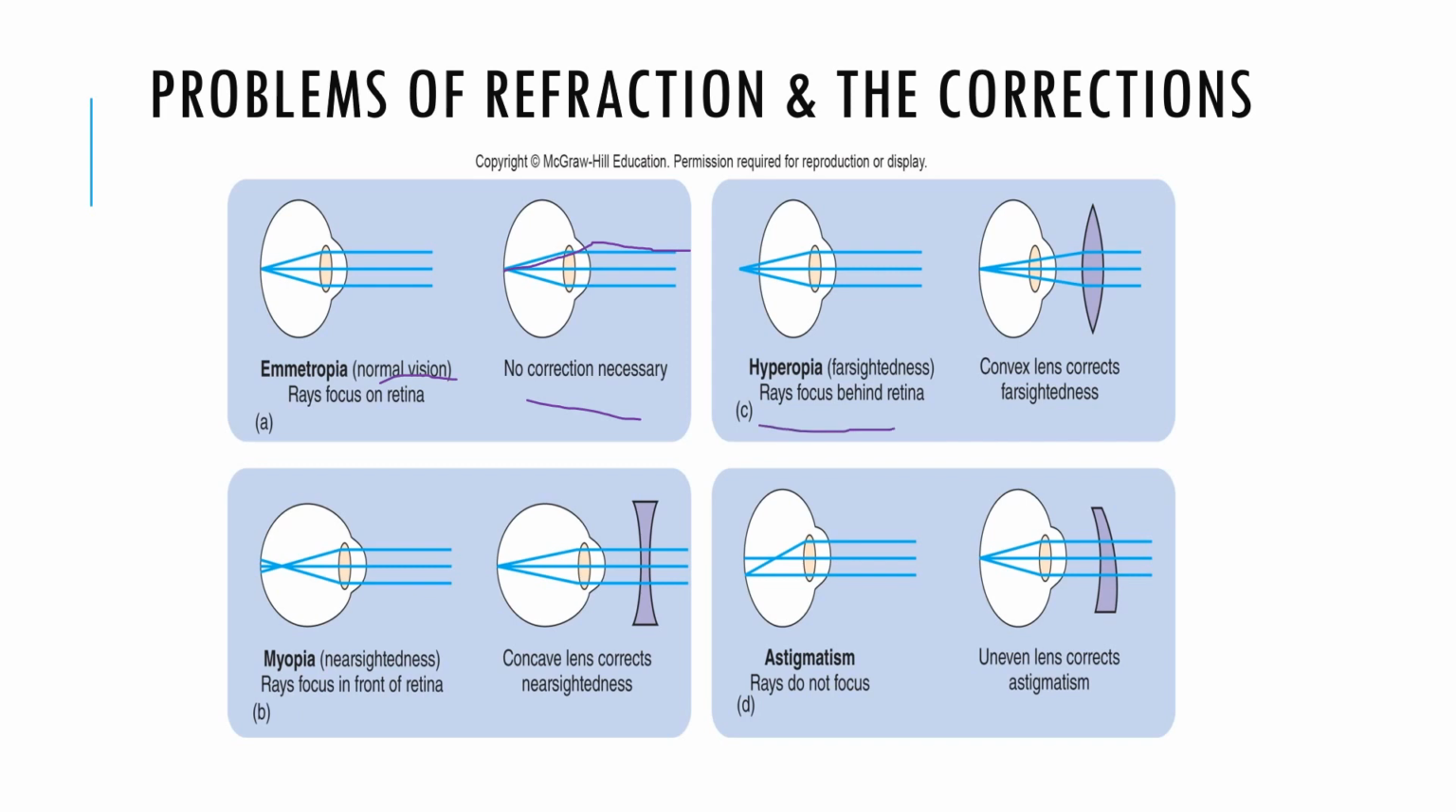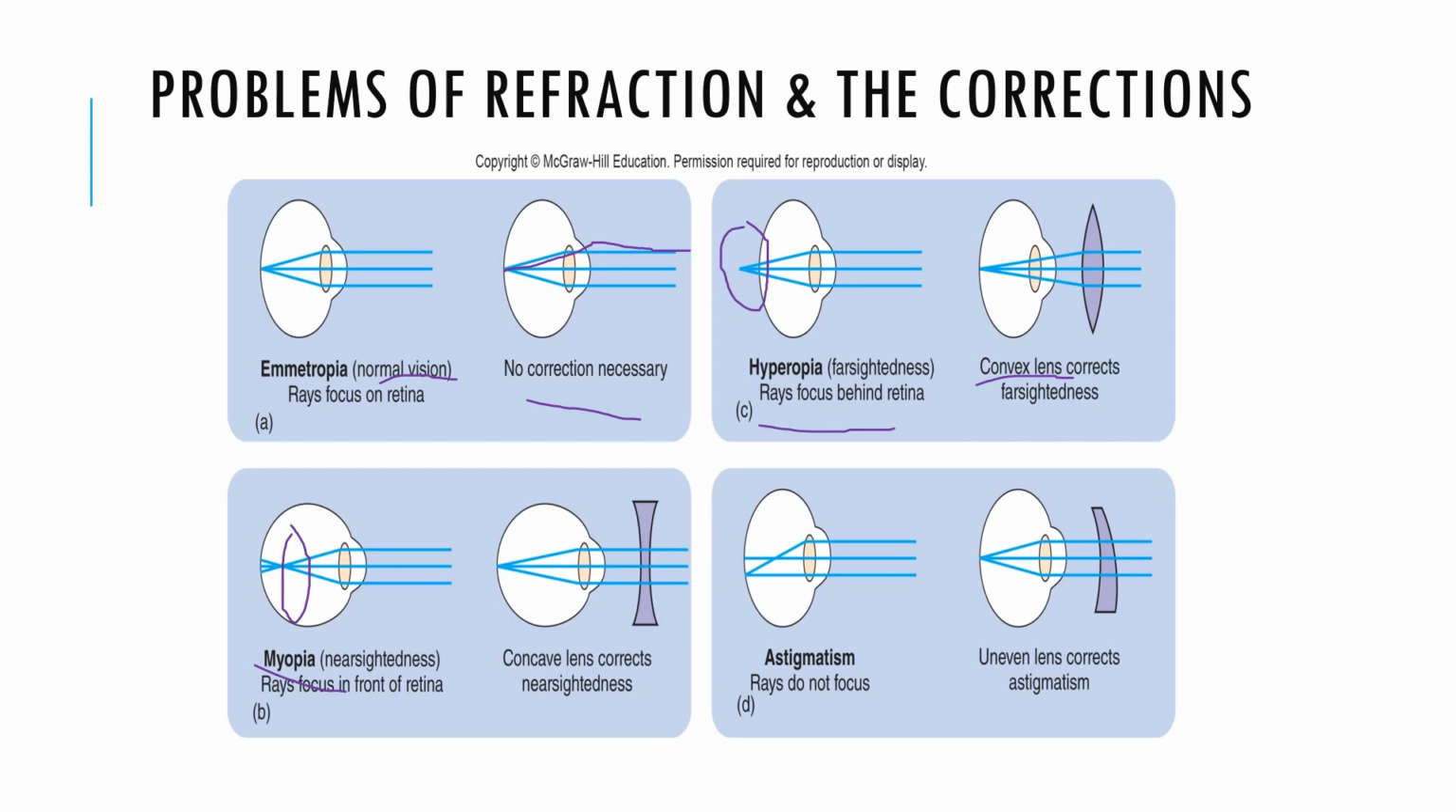Hyperopia occurs when distant images are brought to a point of focus behind the retina. And so this is often due to a short eyeball, and it is corrected then by convex lenses. Myopia here is considered nearsightedness, and this is where distant images are brought to a point of focus in front of the retina.